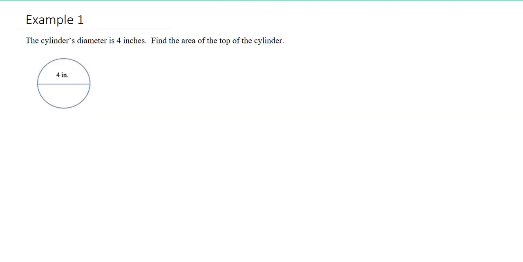Example 1. The cylinder's diameter is 4 inches. Let's find the area of the top of the cylinder. So we're looking at the whole area all around this whole thing. If we know the diameter is 4 inches, we need to know what the radius is. The radius is just half of the diameter. Rather than the full thing, it's going to be half. So 4 divided by 2 is just 2 inches.